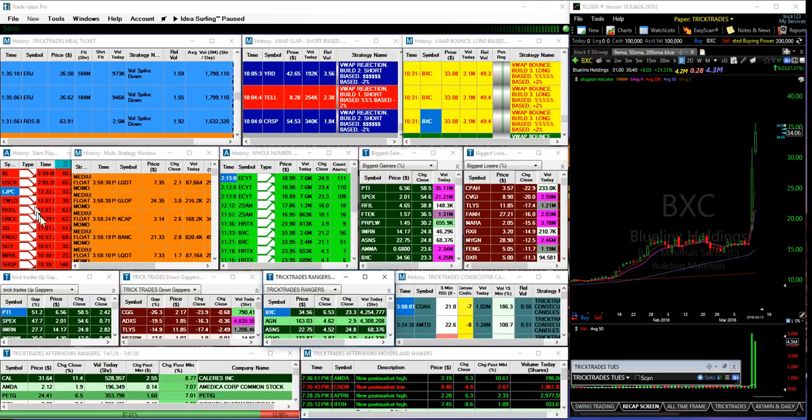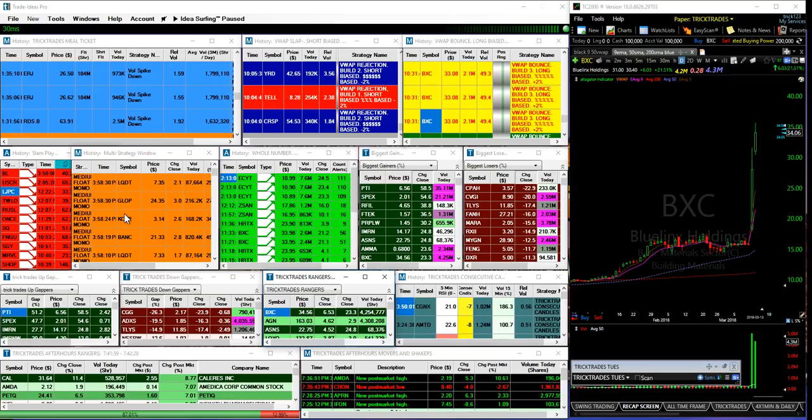The TrickTrades Slam play, which is this one here, is a very specific setup, and I'll show you how to use that. We've got the multi-strategy low float, medium float, and large float momentum scans, which are more dialed in than the other guys' scans. I can tell you that right now.